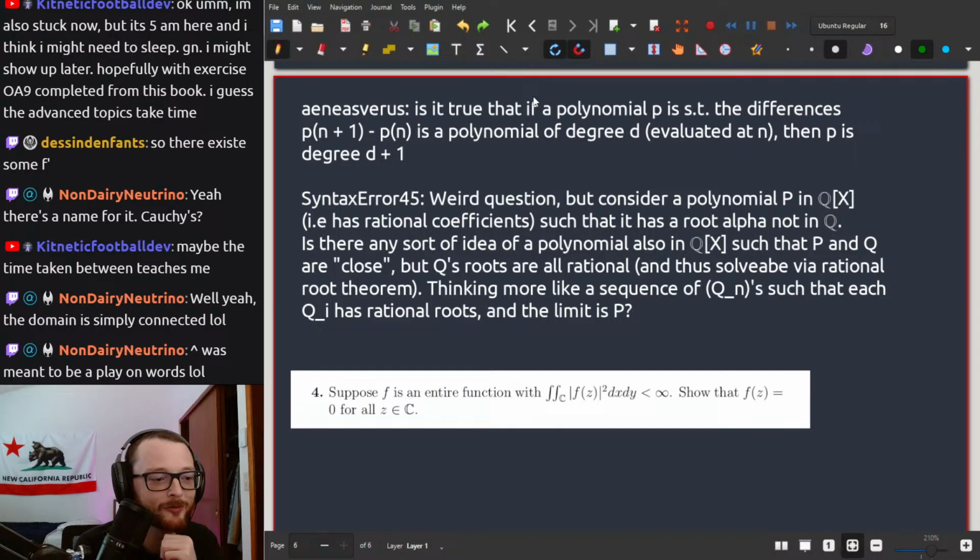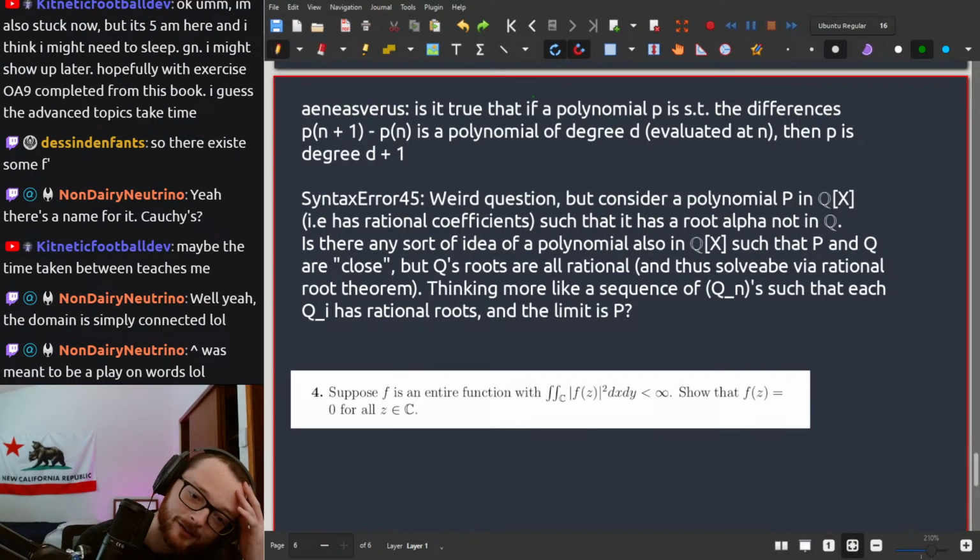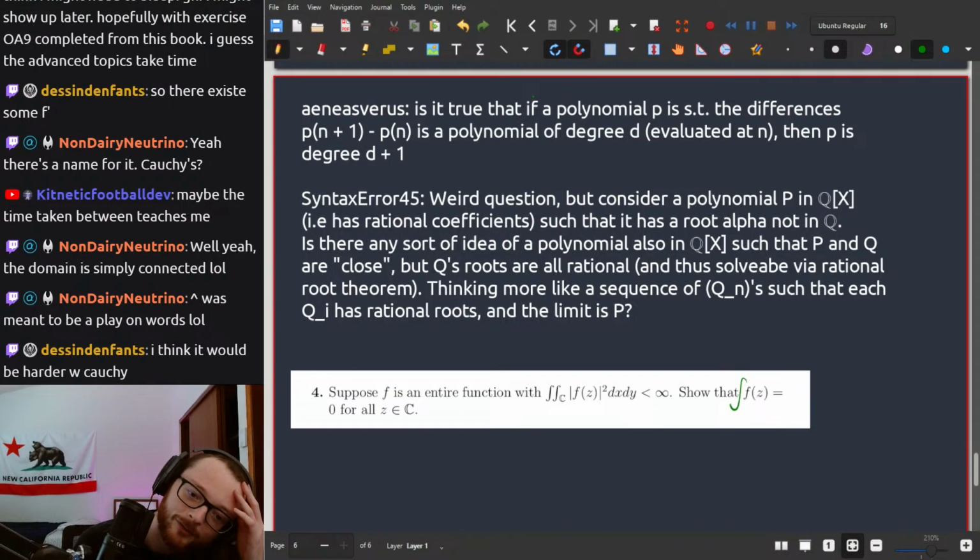Meant to be a play on words. Is it? Oh God, I guess I'm slow. Show f of z is 0. Oh wait, no, aren't I? Oh my God, I had put an integral. Yeah, never mind. I'm in the complete wrong headspace for this.